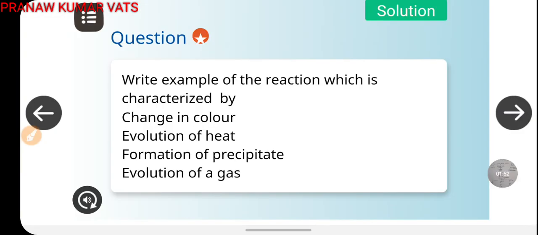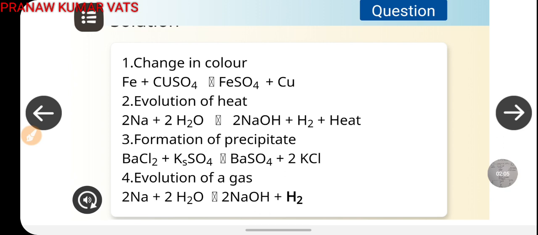Next question is, write an example of the reaction which is characterized by change in color, evolution of heat, formation of precipitate and evolution of a gas. First is change in color. When iron is treated with copper sulfate, there is formation of ferrous sulfate and solid Cu. Second one is evolution of heat. When sodium is treated with water, there is formation of sodium hydroxide, hydrogen gas is liberated as well as heat is liberated.